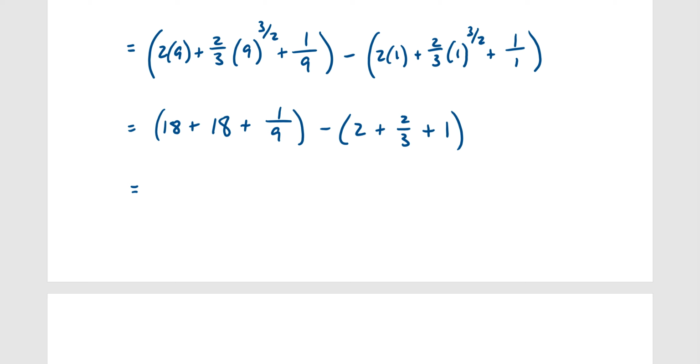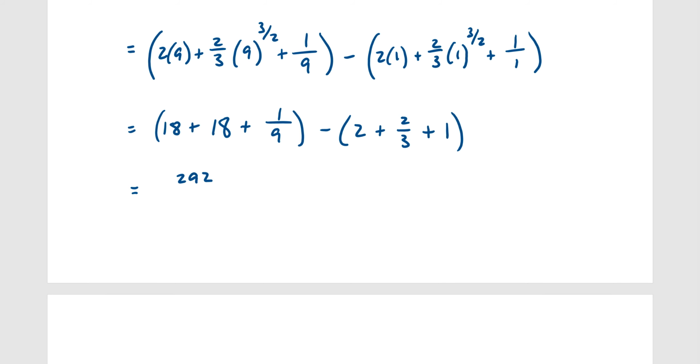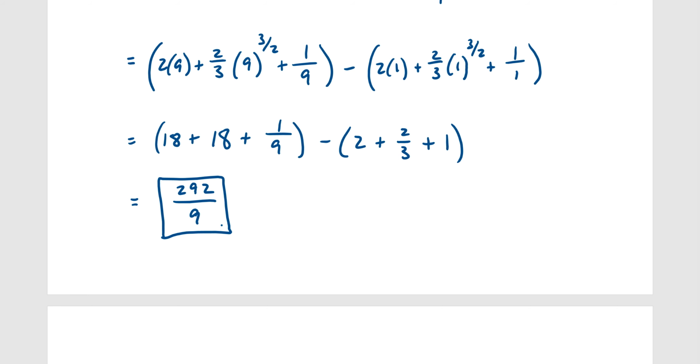And we'd have to get common denominators if we wanted a fraction. We would get 292 divided by 9. So that's one version of our answer. And we could also get a decimal if we want. The decimal ends up being 32.4 repeating. I'm just going to leave it as a fraction. Okay, so that is it for this one.